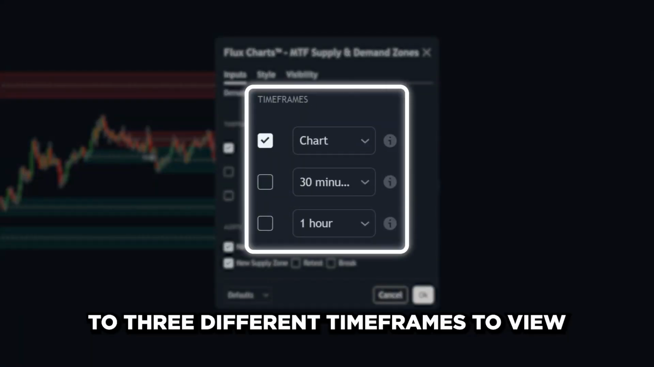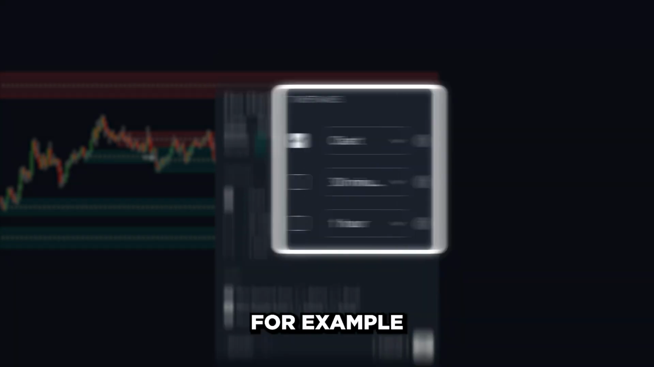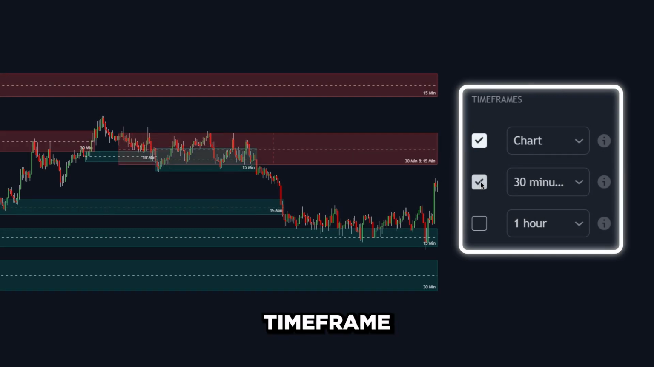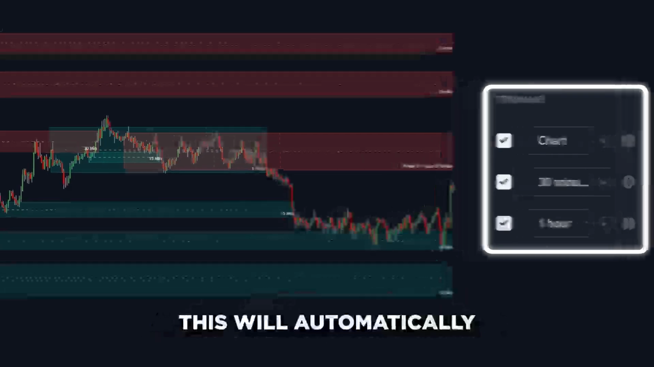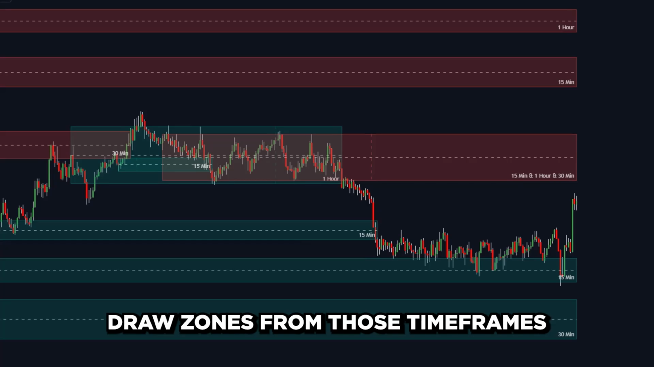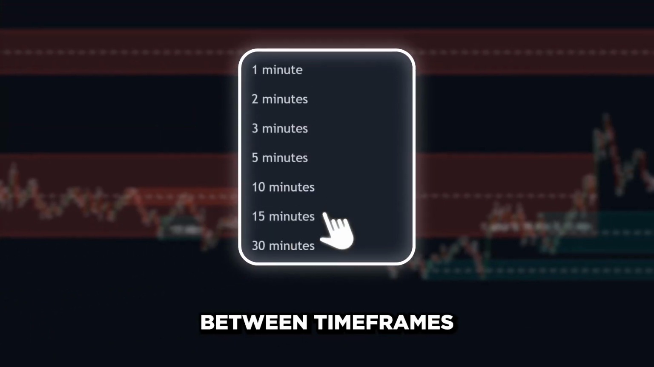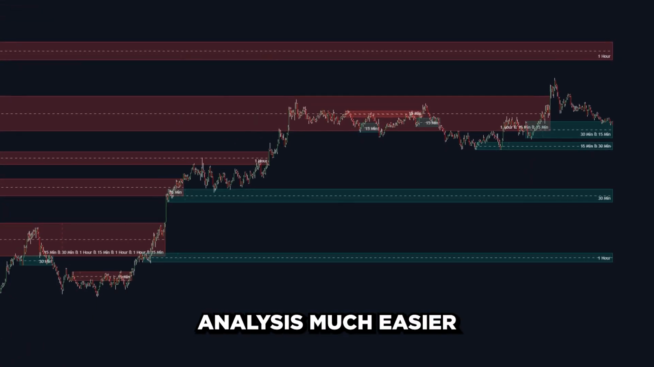After you've configured these general settings, head over to the timeframe section, where you can select up to 3 different time frames to view these zones on. For example, if we're on a 15-minute chart, we could enable the 30-minute time frame and the 1-hour time frame. This will automatically draw zones from those time frames on our chart without having to switch back and forth between time frames. This makes higher time frame analysis much easier.